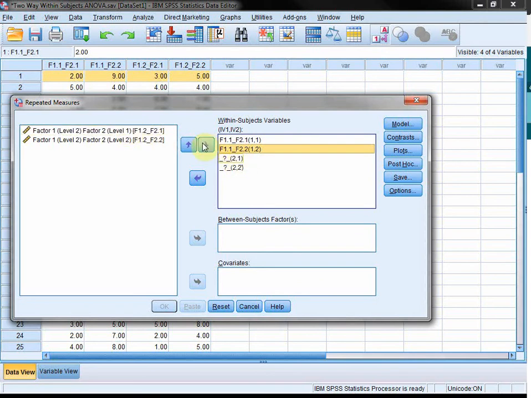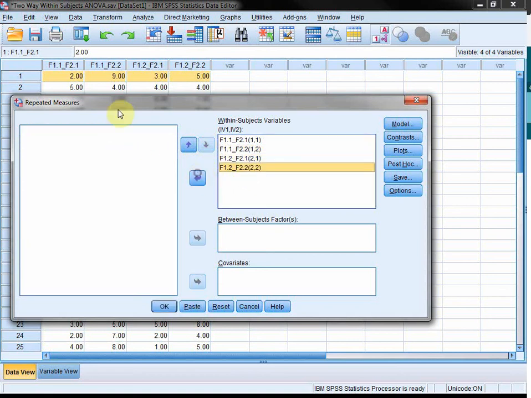and factor 2 level 1. So that one will be moved across. And lastly, factor 1 level 2 and factor 2 level 2. So mine happened to be in the order that they were put in, but they didn't need to be, and they may not be in your design. So all the variables have been put in.